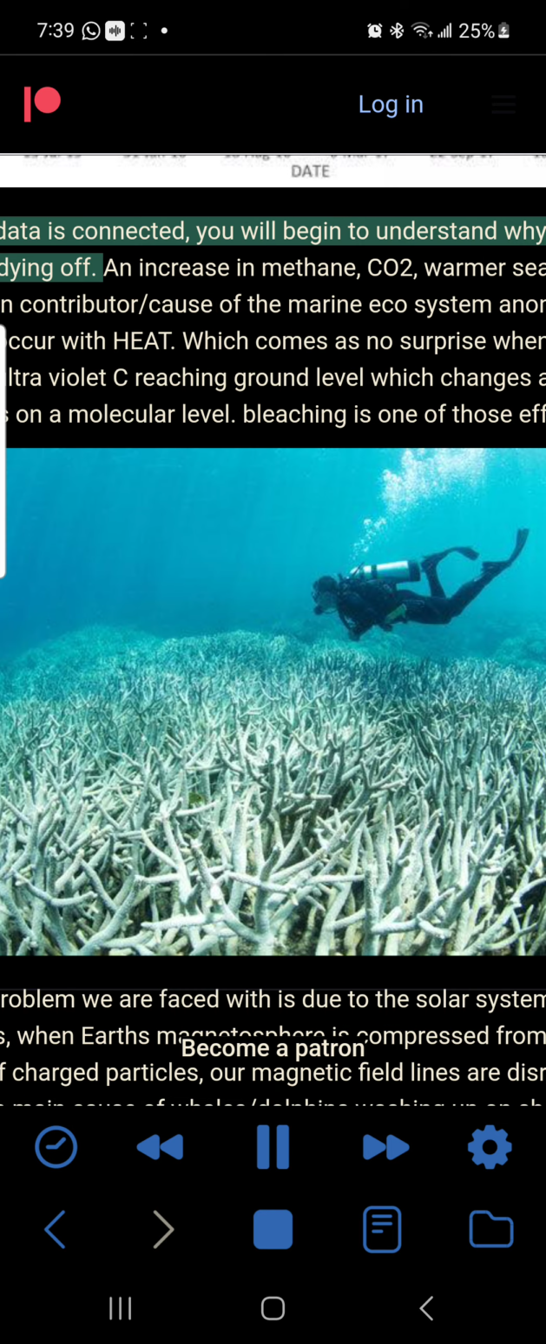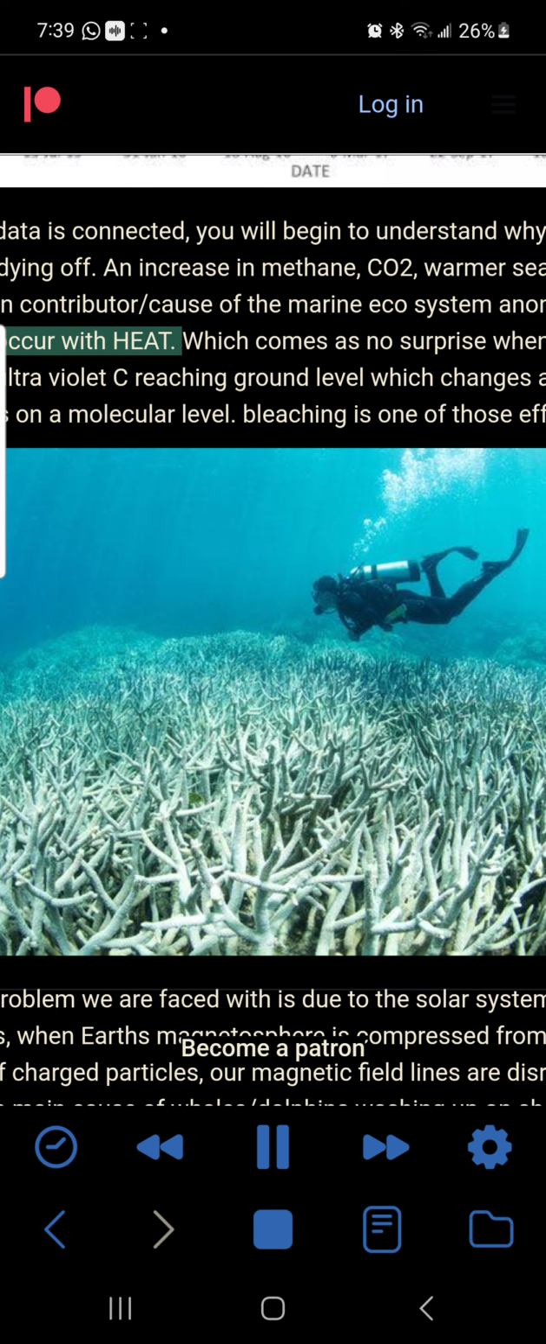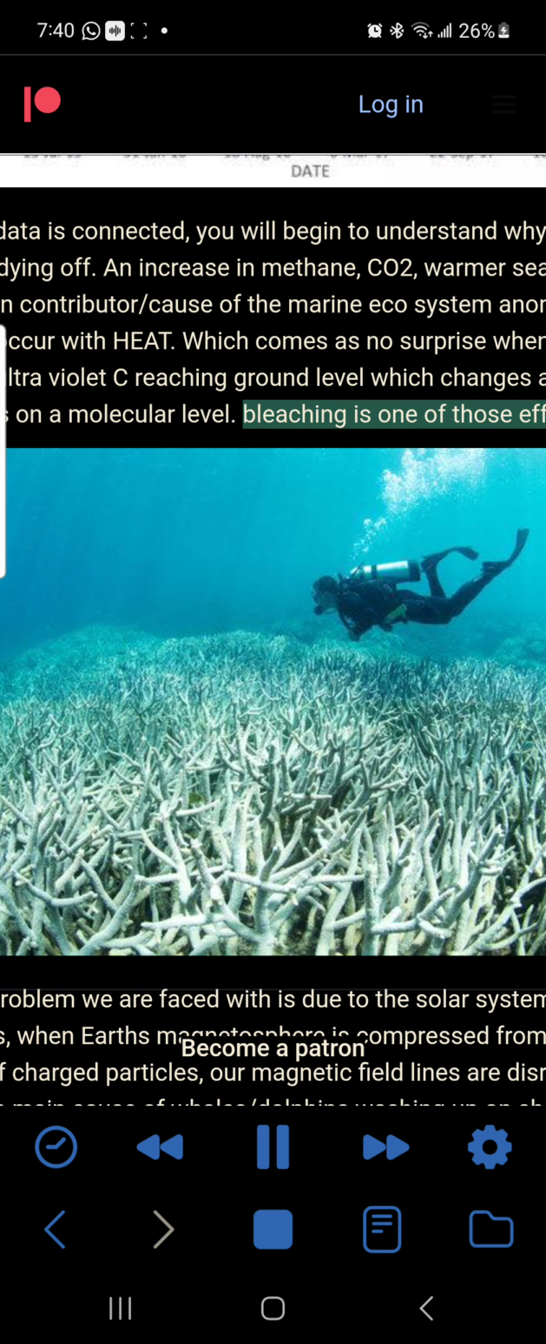When all data is connected, you will begin to understand why the coral reefs are dying off. An increase in methane, CO2, and warmer seawaters is the main contributor, the cause of the marine ecosystem anomalies. Bleaching can only occur with heat, which comes as no surprise when we consider ultraviolet C reaching ground level, which changes all living organisms on a molecular level. Bleaching is one of those effects.